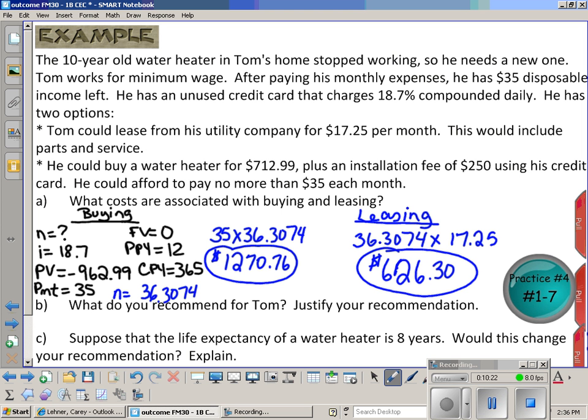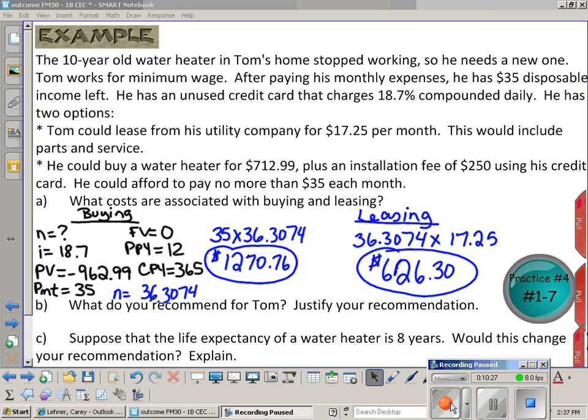Well, you might suggest right now that he leases because it's a lower cost. With the leasing, you also get free repairs and service. So maybe that is something that also needs to be considered. If something happens in these 3 years to that water heater and Tom has bought it, he is also going to have to pay for the repairs and service. So because he's on such a tight budget already, it might make more sense for him to lease.